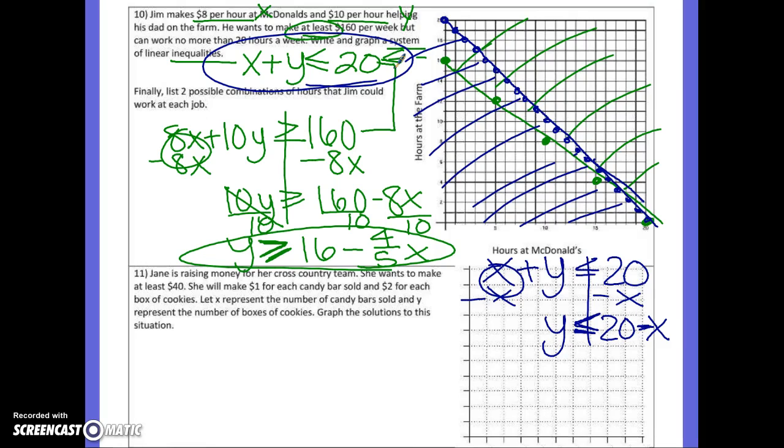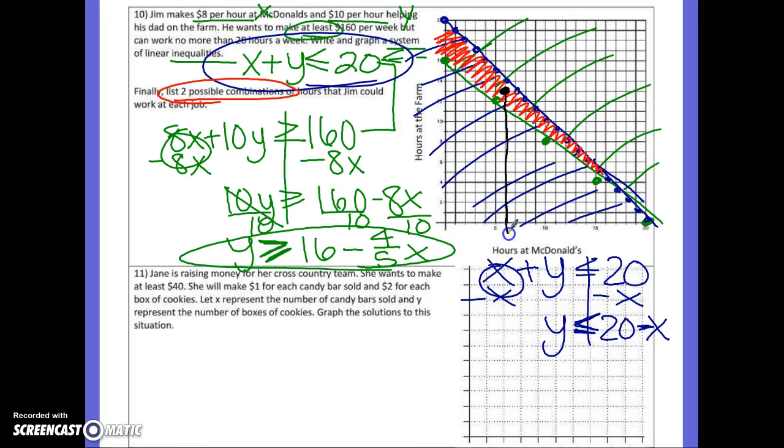But because I'm looking for solutions for both, that's the overlap. So my solutions, the actual number of hours that he wants to work and make his amount of money, right? Jim wants to make at least $160, but he can't work more than 20 hours a week. So any XY point inside that overlap. So it says list 2 possible combinations. So I'm going to pick a point inside of there, and I know you can hardly see it now because I've shaded it all red. And I'm going to name that point.